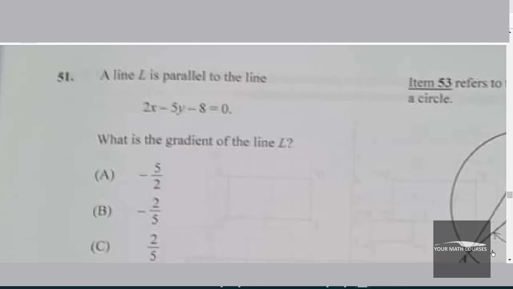We are now on item 51. A line L is parallel to the line 2x minus 5y minus 8 equals 0. What is the gradient of the line L?